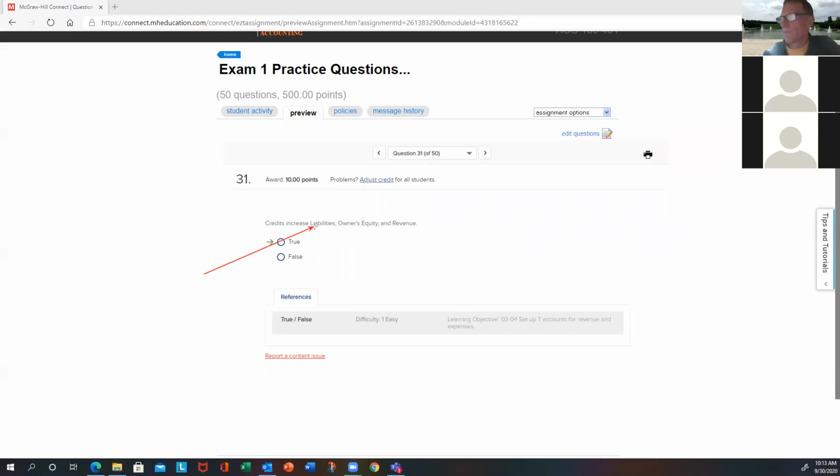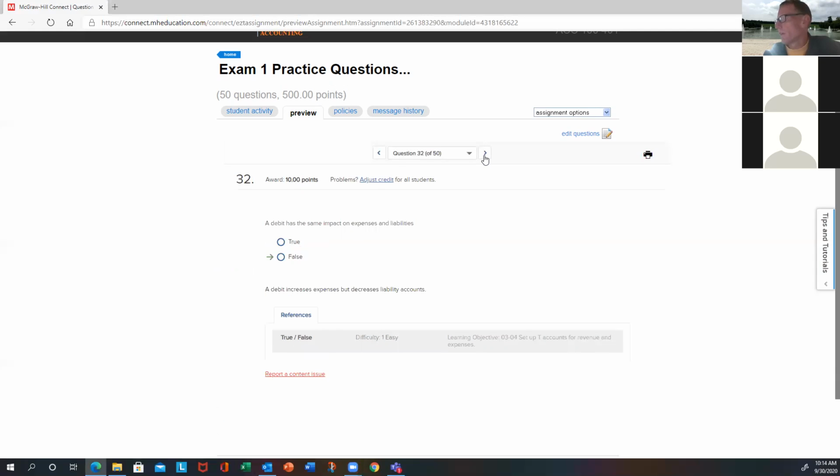I know that's true. Equity increases with credits, so I know that's true. And then revenue increases with credits as well, so I know that's true as well. So there could be some questions like that where you've got to know what the debits and credits are. Here's another one. It says a debit has the same impact on expenses and liabilities.